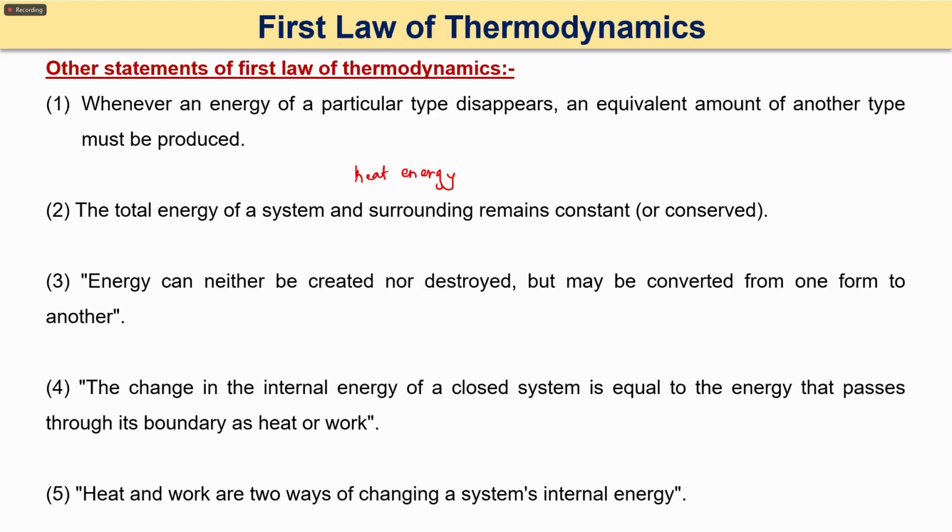So if we are dissipating this heat energy, like we are giving this heat energy to some machine, and this machine is doing work, then your heat energy is getting converted to some different form of energy. So when an energy of a particular type disappears, that means your heat is getting consumed. An equivalent amount of another type must be produced.